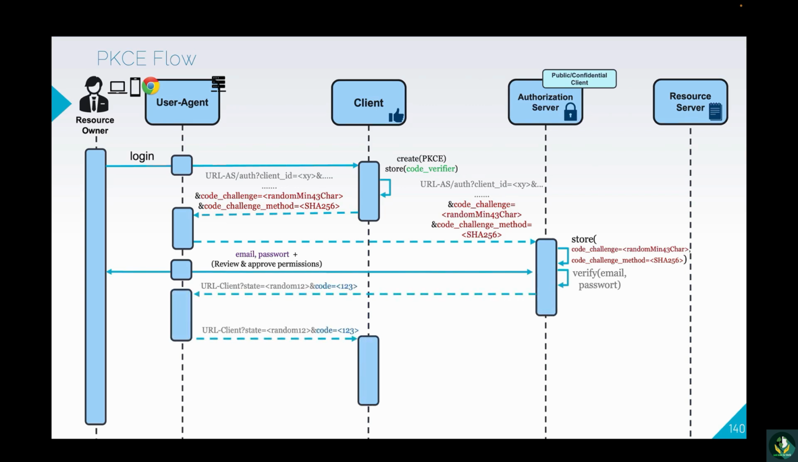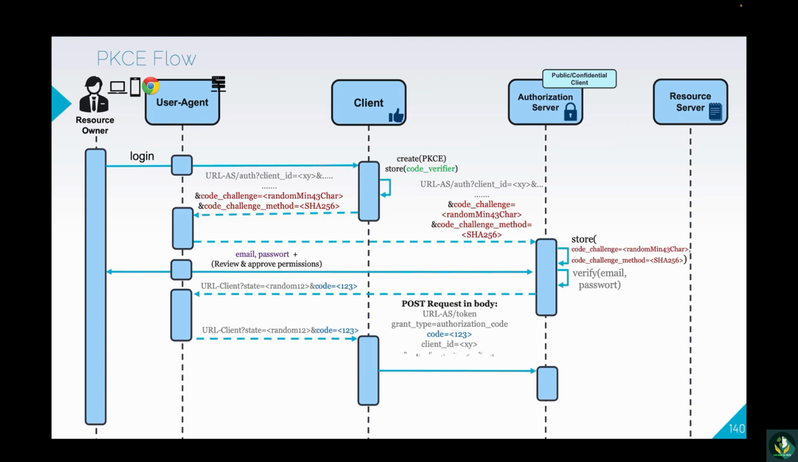After successful authentication, the authorization server generates an authorization code and redirects the resource owner back to the client, along with the authorization code and state as query parameters in the URL, just like in the regular authorization code flow. The client now sends a POST request to the token endpoint of the authorization server to exchange the authorization code for an access token. There are here two key differences compared to the authorization code flow.